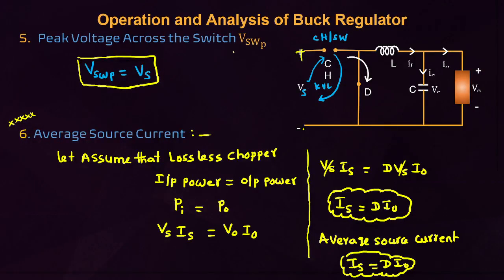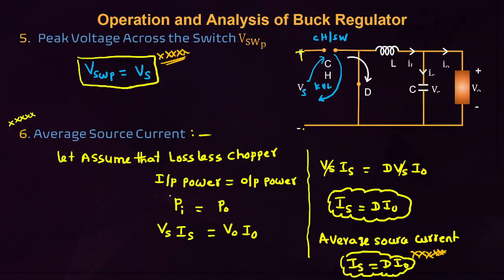Next, in a buck regulator or step down chopper, what is the peak voltage across the switch? Peak voltage across the switch equals Vs. Next, one more important formula. What is the average source current? The average source current equals D I0. Very, very important formula. Final formulas you have to concentrate on.